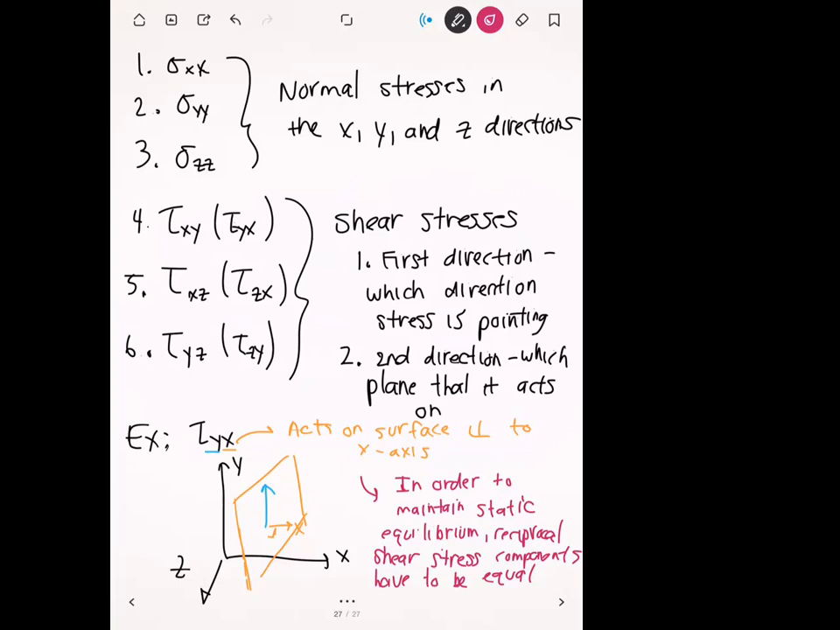And because the reciprocal shear values are the same, in the end you just end up having 6 unique values here. So we'll consider these to be the 6 unique ones. And the way that you sum these up and represent them is in a stress tensor. I'll write that on the next page.